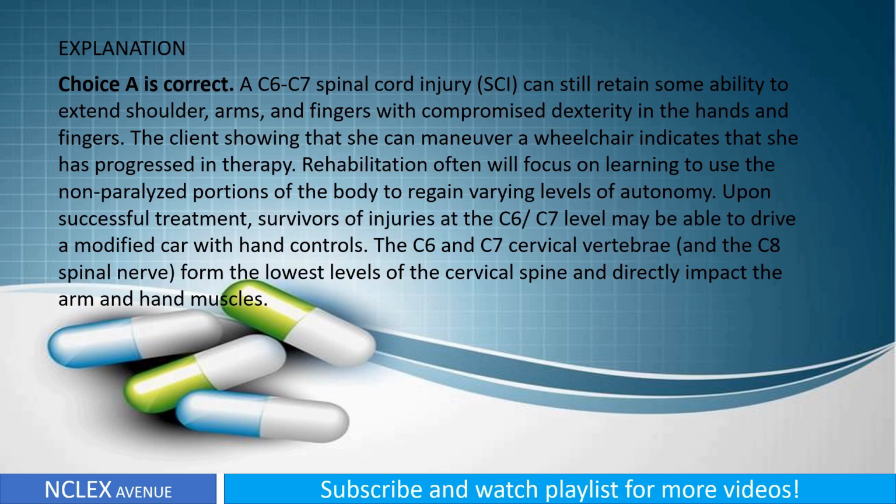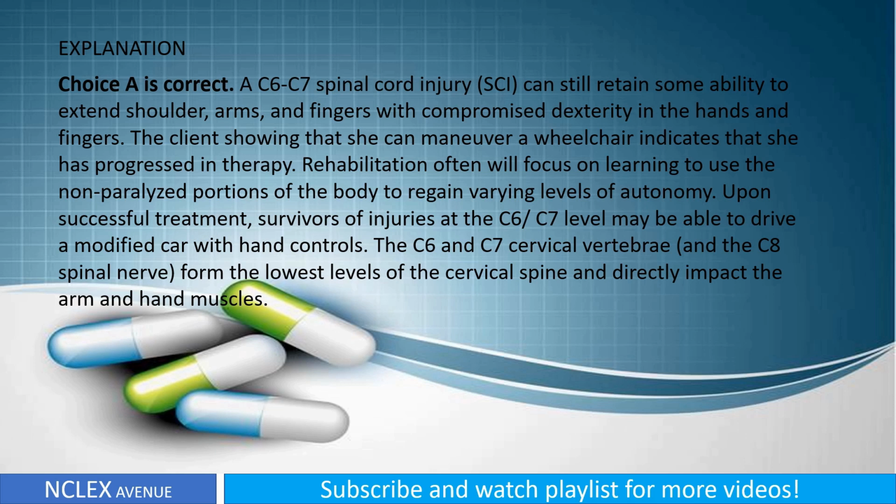A C6-C7 spinal cord injury (SCI) can still retain some ability to extend shoulder, arms, and fingers with compromised dexterity in the hands and fingers. The client showing that she can maneuver a wheelchair indicates that she has progressed in therapy. Rehabilitation often will focus on learning to use the non-paralyzed portions of the body to regain varying levels of autonomy.